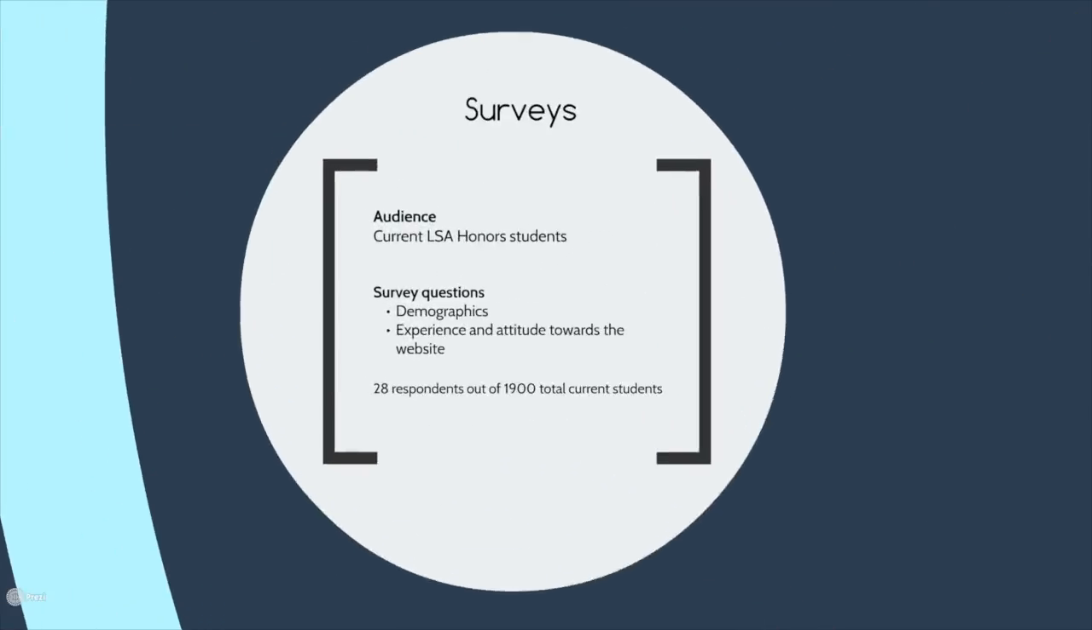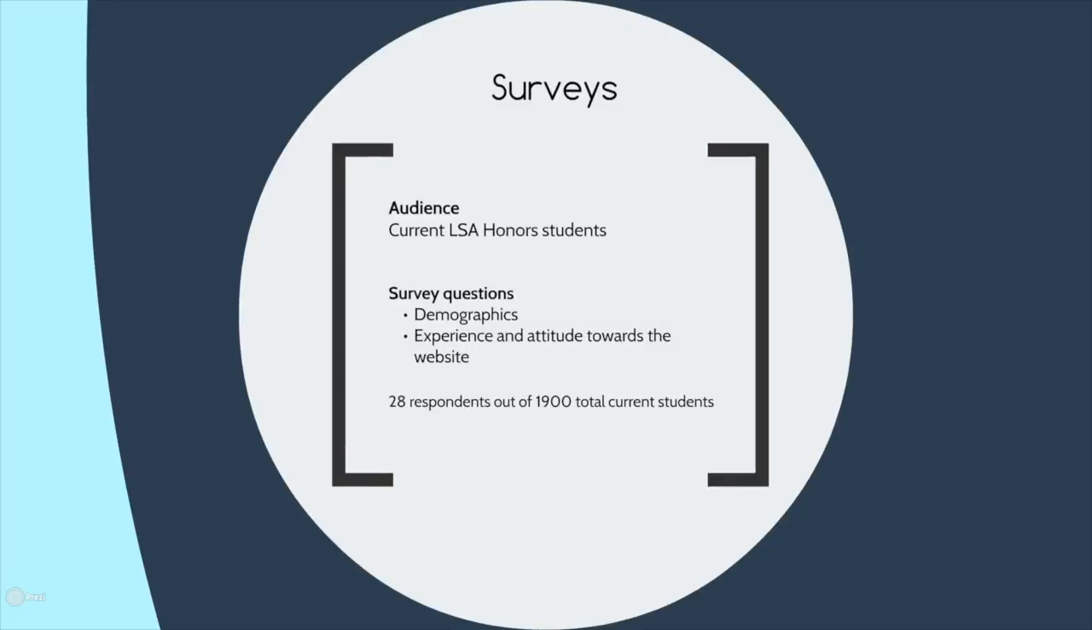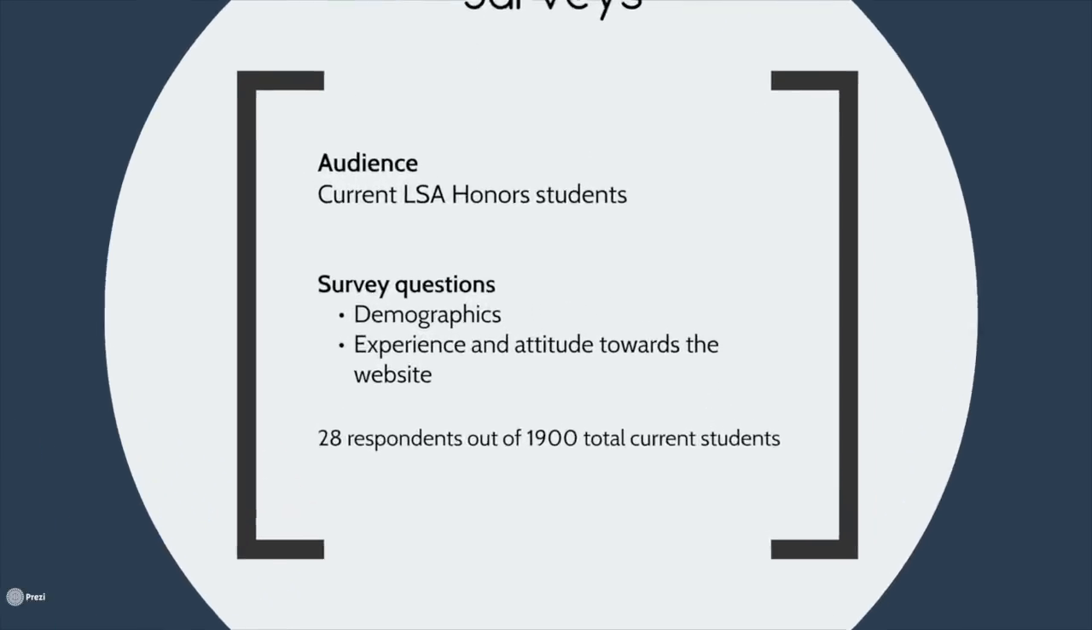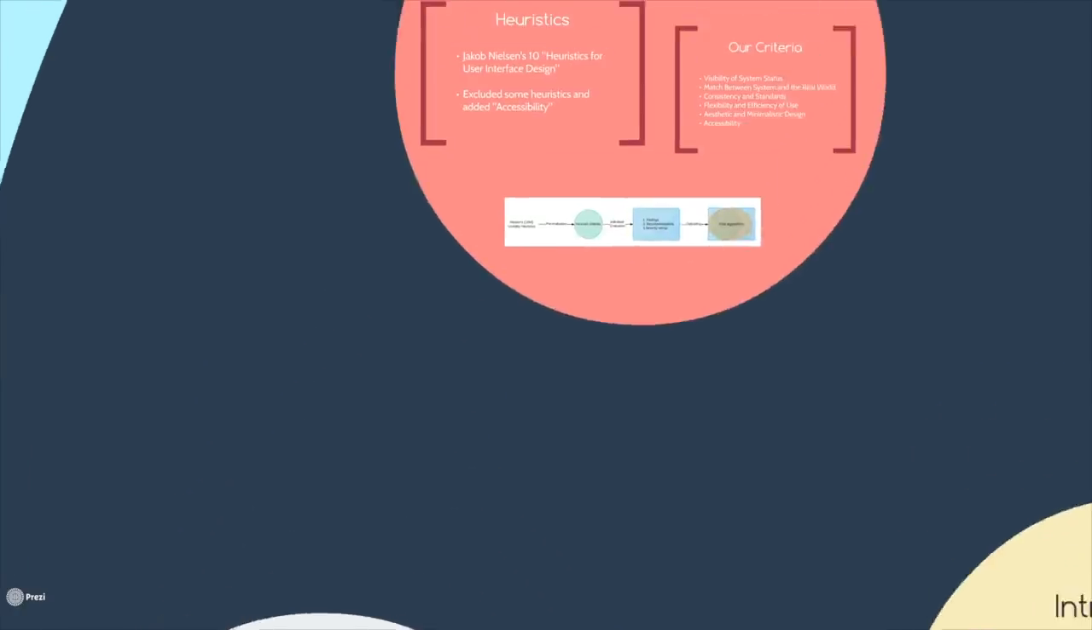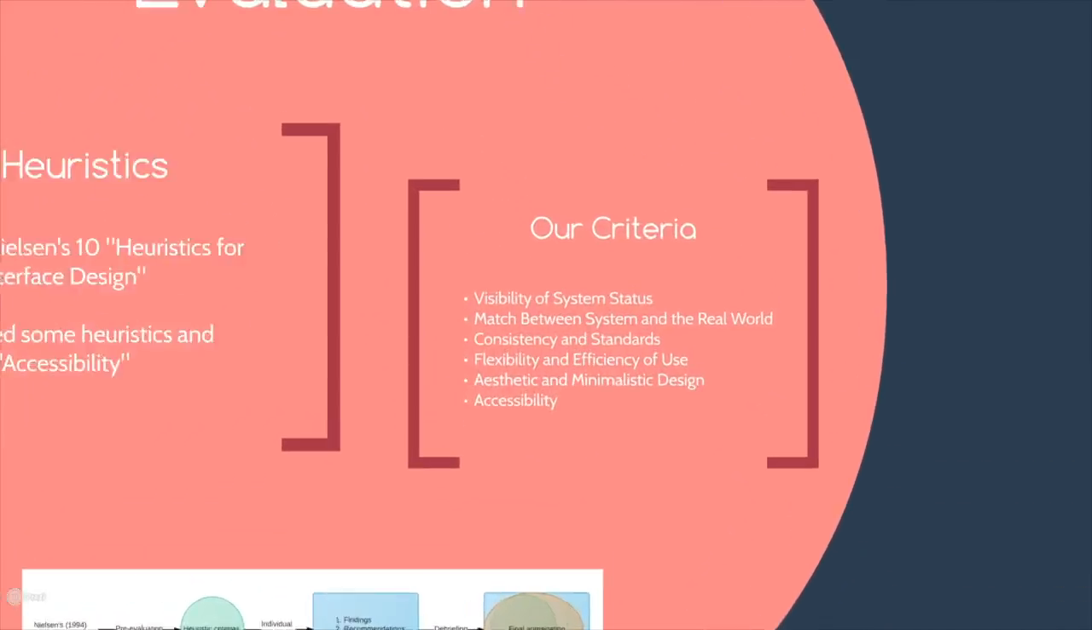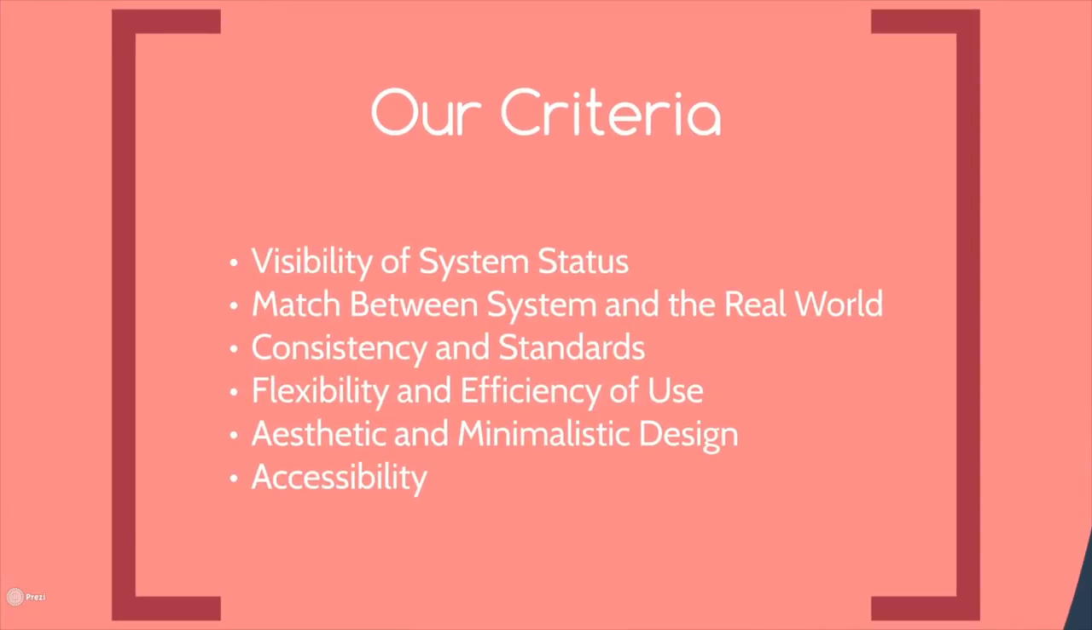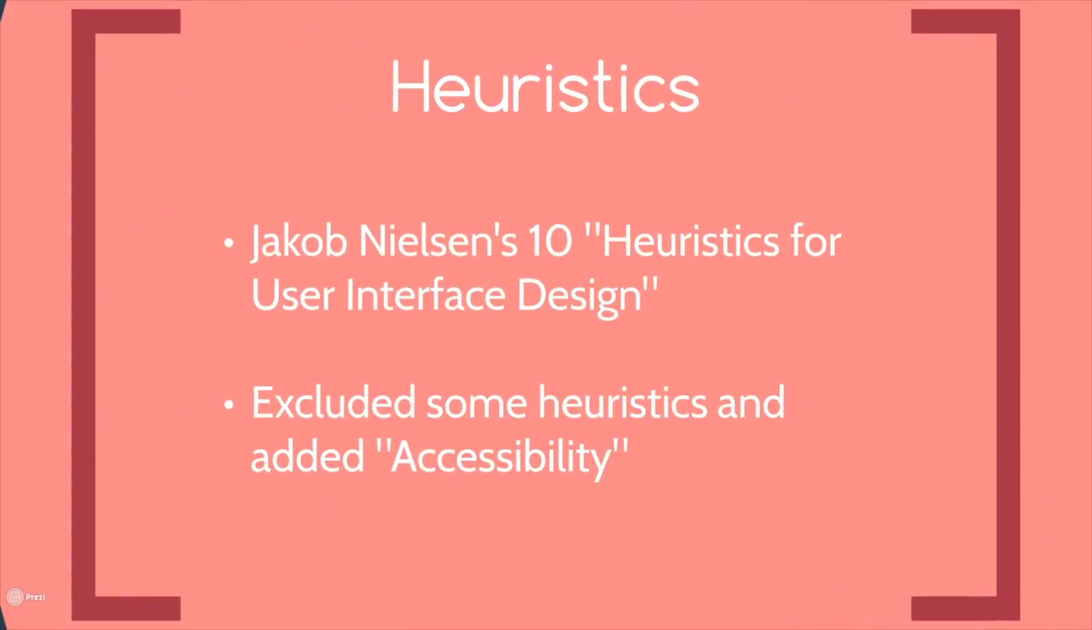In our survey section, we received responses from 28 current LSA honors students. We asked them demographics questions and their experience and attitudes towards the website. In the heuristics section, we came up with 6 heuristics criteria based on the 10 usability principles of Jakob Nielsen. We excluded some original heuristics and added accessibility to the criteria.